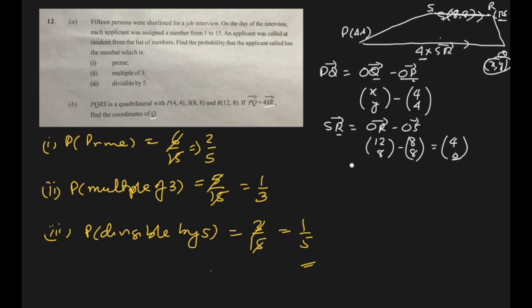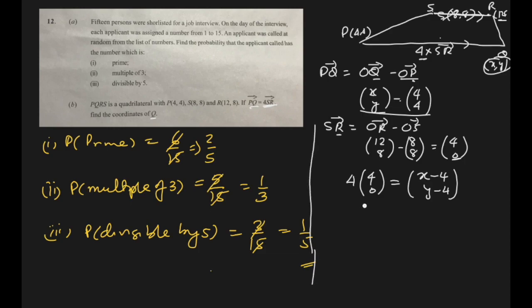And now we can write that 4 times SR, they said 4 times SR, is equal to PQ, and PQ is this. We can write it as X minus 4 and Y minus 4. And now we'll simplify this. 4 times 4, so we can compare the X component. 4 times 4 is 16, equal to X minus 4. The 4 comes here, 16 plus 4. X is 20.